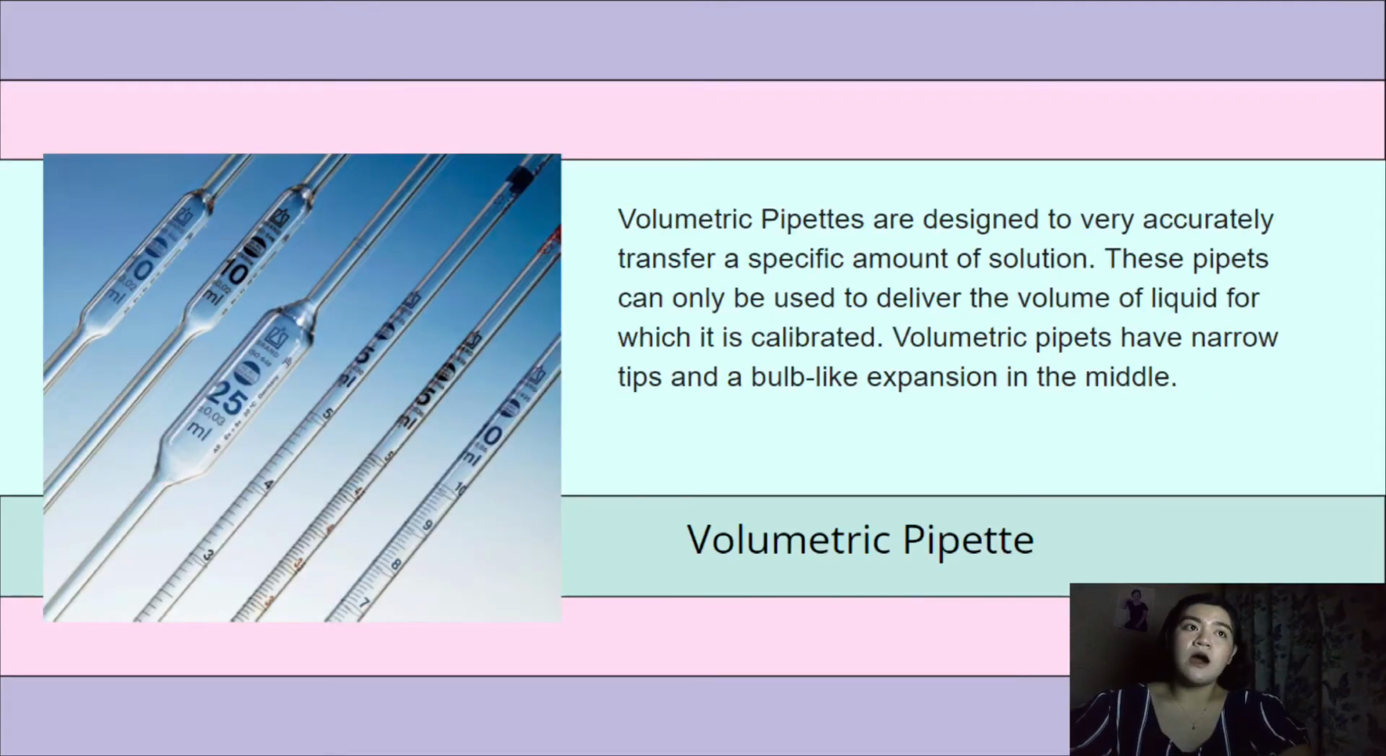Volumetric pipettes are designed to very accurately transfer a specific amount of solution. These pipettes can only be used to deliver the volume of liquid for which they are calibrated. Volumetric pipettes have narrow tips and a bulb-like expansion in the middle.